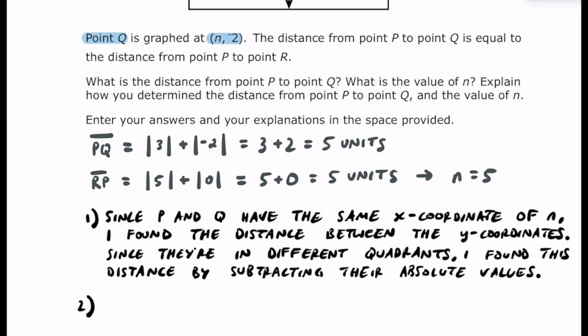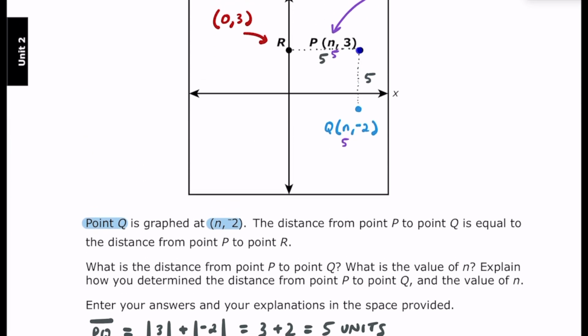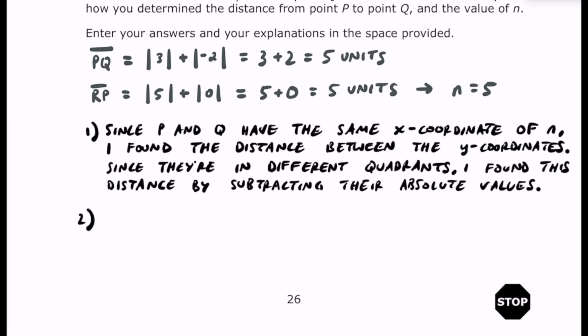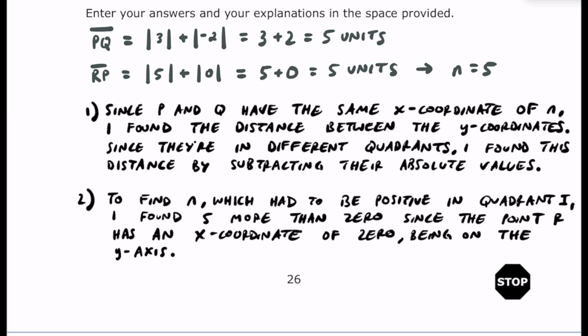And to follow up, to find the value of n, what did we do? Well, we knew that the distance between these 2 points was 5, and the distance between these 2 points has to be 5 as well. So we could explain this by saying something like: to find n, which had to be a positive number, since this point is in quadrant 1, I found 5 more than 0, which is 5 to the right of 0, since point R has an x coordinate of 0. Again, point R is on the y-axis, so its x coordinate has to be 0.